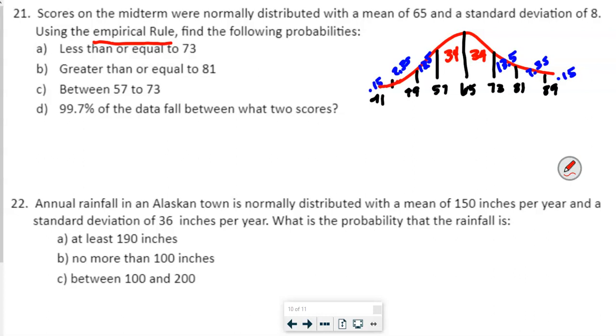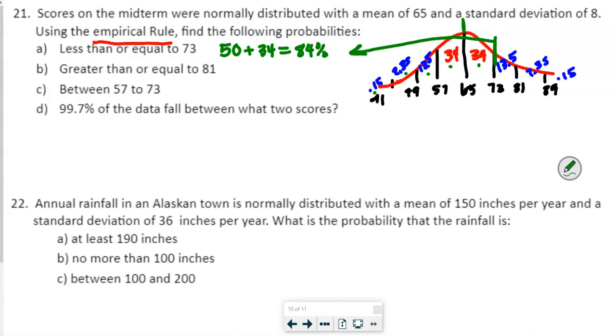So now, we're going to see what it says here for each of these problems. Less than or equal to 73. So when it says less than or equal to 73, there's my 73. If it says less than, I'm going left. So that means I'm going to add up all those percentages. So I'm going to show you guys a really easy way. This is half, right? So that's 50. And we're just going to add that 34 to it. So when we add 50 to 34, that's going to be equal to 84%, right? Or 0.84. Okay, now listen. If that doesn't work for you, then you add up the 0.15, the 2.35, the 13.5, the 34, and the 34. You're still going to get 84, okay?